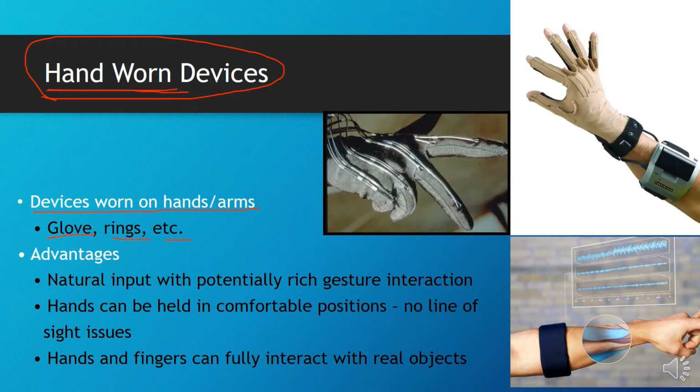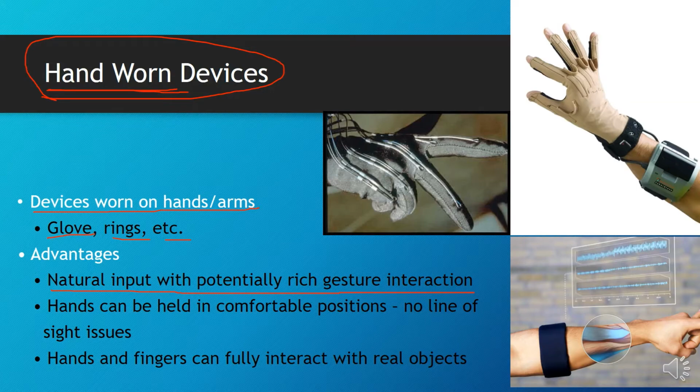Okay, and there are some advantages that we can get from using these hand-worn devices. The first advantage is natural input, with potentially rich gesture interaction. Of course, when it comes to the hand, it is using the hand, so basically it has a very rich gesture interaction. You can interact with the objects inside the virtual environment in a natural way, because you can move your hand like in real life.